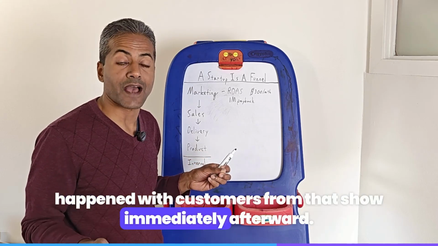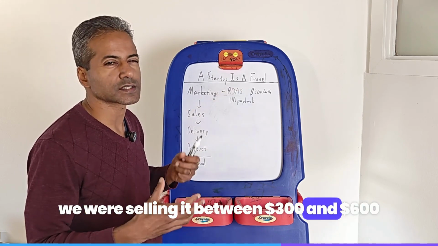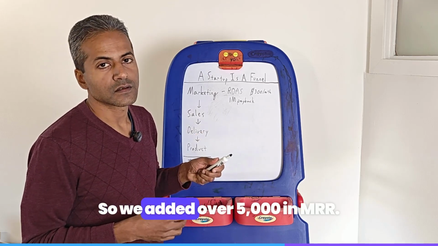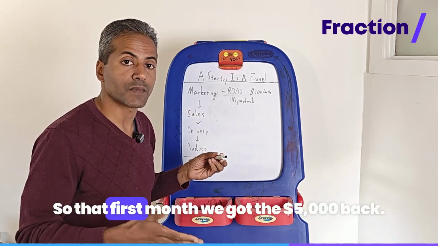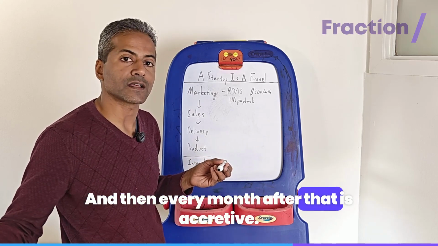or between the floor and closes that happened with customers from that show immediately afterward. So that literally meant that if we were selling at between $300 and $600 a month in that time frame, we added over $5,000 in MRR. So that first month, we got the $5,000 back. And then every month after that is accretive.